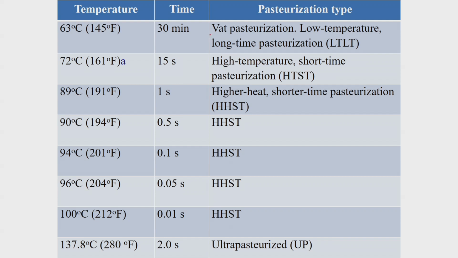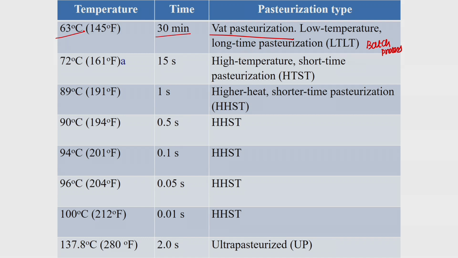So, VAT pasteurization is nothing but a batch process. VAT pasteurization is done at 63 degrees centigrade for 30 minutes. This process is called low temperature, long time pasteurization, which is nothing but LTLT. Here, how it is done is, first we heat it to 63 degrees centigrade and hold it for 30 minutes, cool it to the ambient temperature, then remove it, batch by batch.